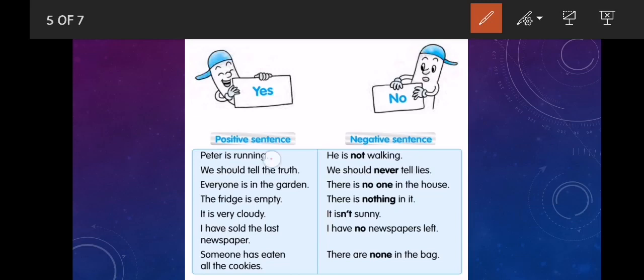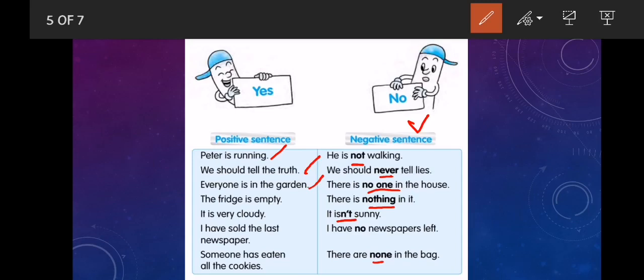For example, Peter is running. We should tell the truth. Everyone is in the garden. Kalau masuk bahagian negative sentences, okay, semua negative sentences dia akan ada negative words. Negative words di sini is not, never, no one, nothing, isn't ataupun is not. Okay, none. So ini adalah examples kalau kita mau letak negatif lah.